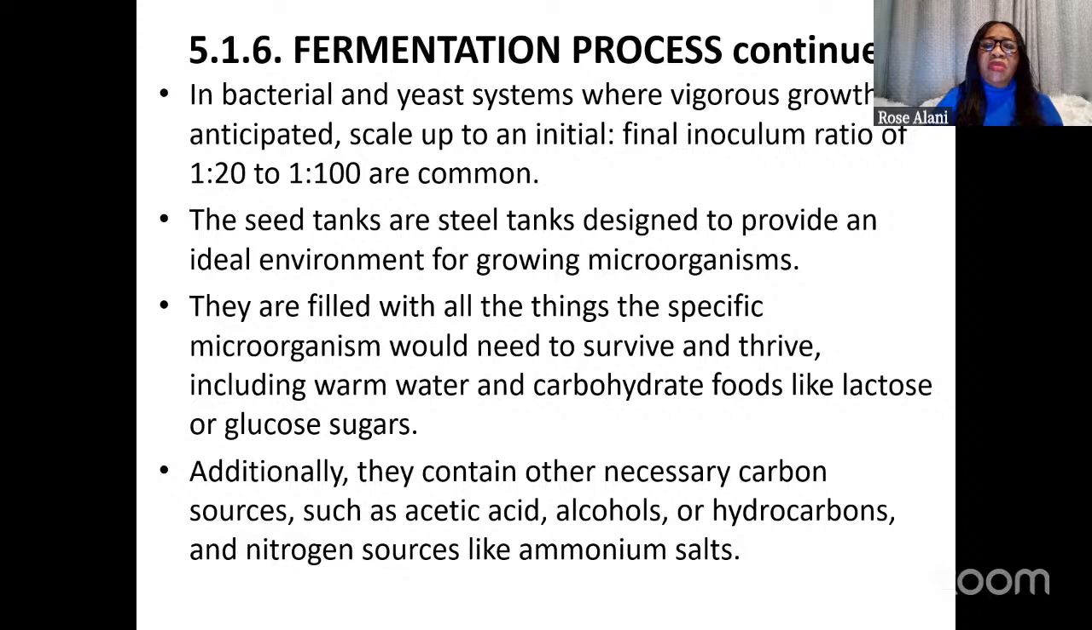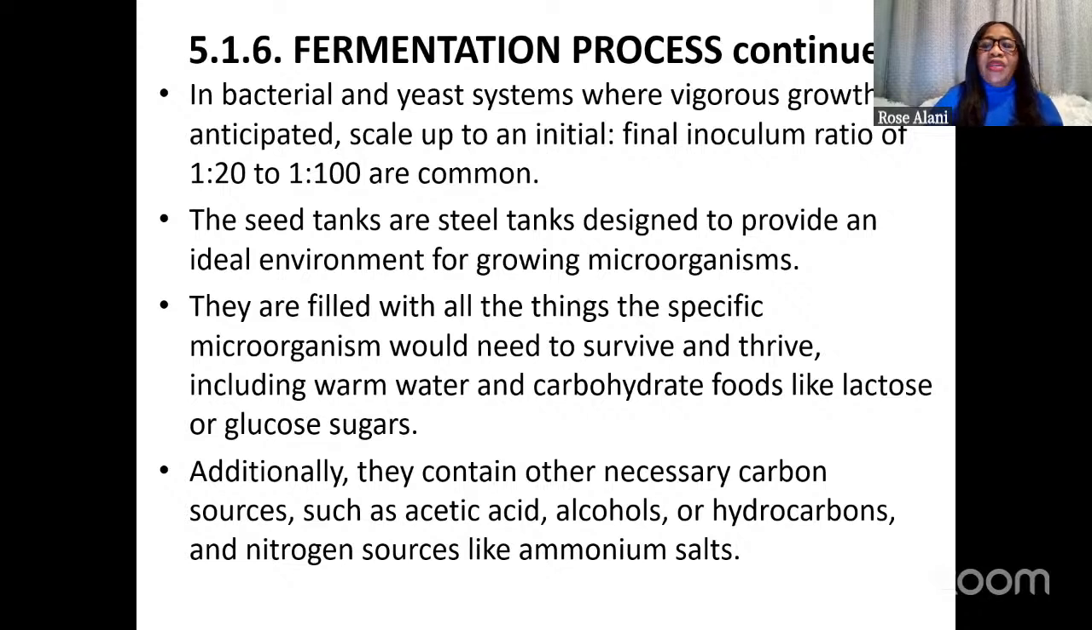generate and produce the microbes that we use is called seed tanks. The seed tanks are designed to provide an ideal environment for growing microorganisms. In the seed tanks, you fill them with the things that a particular microorganism will need to survive and thrive, including warm water. You add carbohydrate, which is a food like lactose or glucose, sugar.